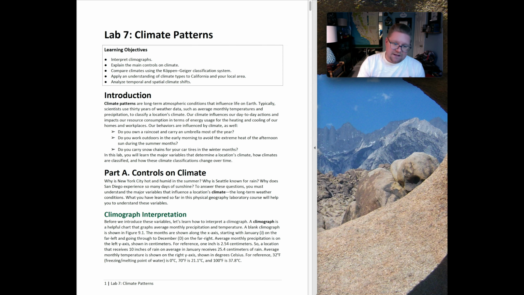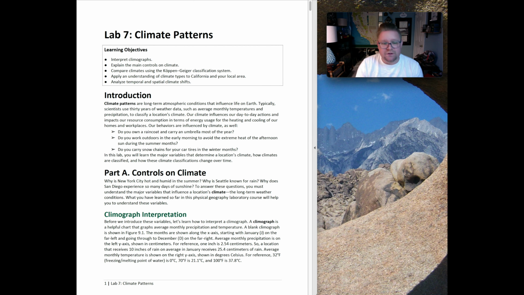So that being said, we can see that Part A is entitled Controls on Climate. It says, why is New York hot and humid in the summer? Why is Seattle known for its rain? Why does San Diego experience so many days of sunshine? To answer these questions, you must understand the major variables that influence a location's climate, the long-term weather conditions. What you've learned so far in this physical geography laboratory course will help you understand some of these attributes.